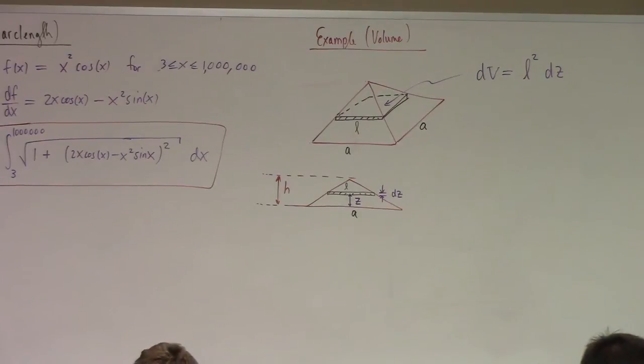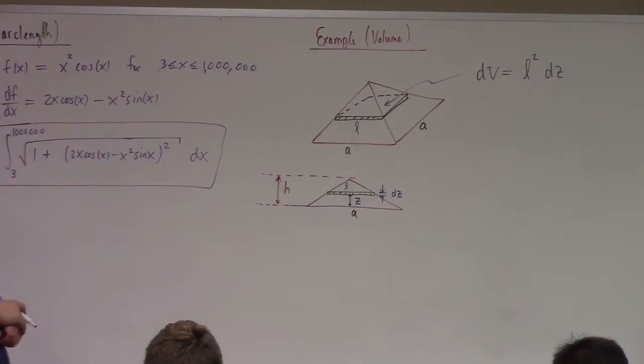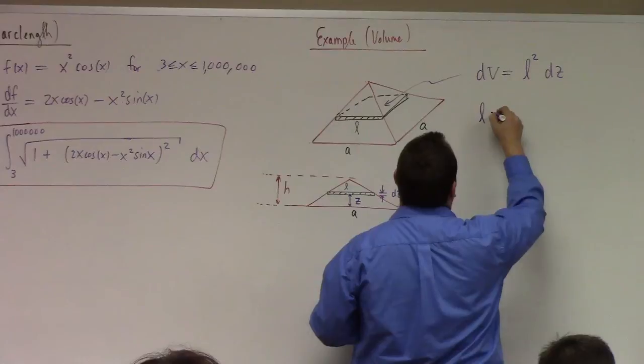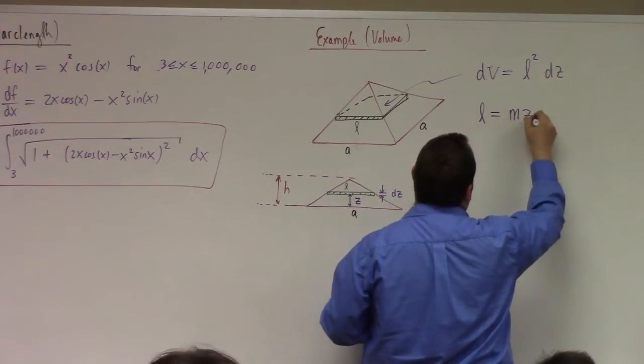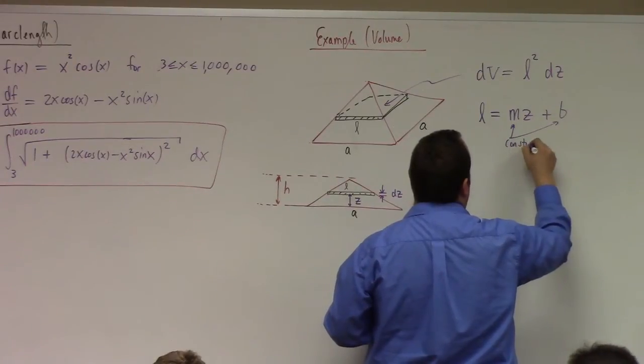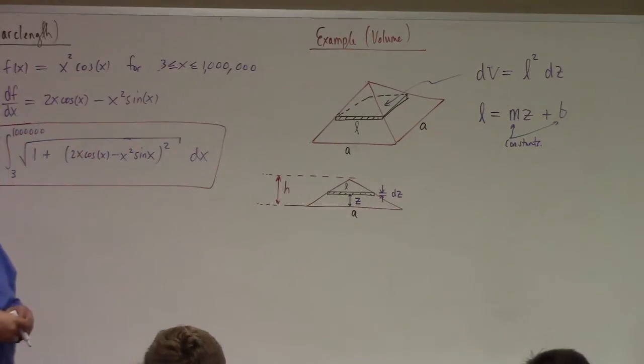Now the problem is, L is not a constant, right? So before we can do the integration, we have to understand how L relates to Z. I claim it's geometrically clear that L has to be linearly related to Z in the following sense. L has to be a function of Z, so L has to be something like mz plus b for some choice of these constants, right? If you don't like this way, you could draw similar triangles to convince yourself of the same thing, but I personally prefer this approach.